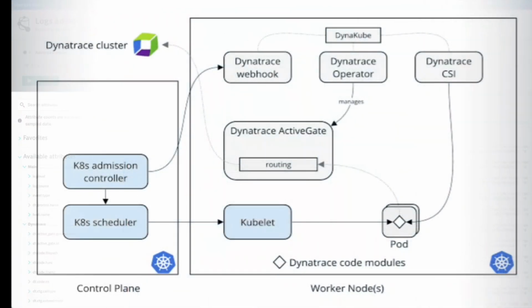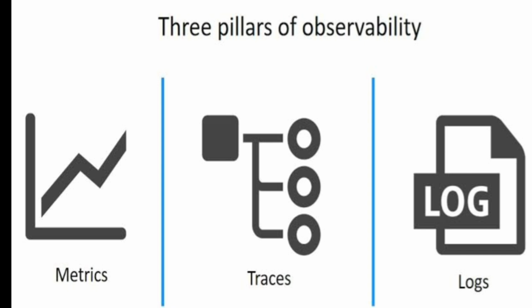Each of these data types plays a unique and complementary role in Dynatrace. Together, they provide a comprehensive view of your IT environment, enabling you to monitor, analyze, and optimize your applications and infrastructure effectively. And that's the difference between metrics, traces, and logs in Dynatrace.